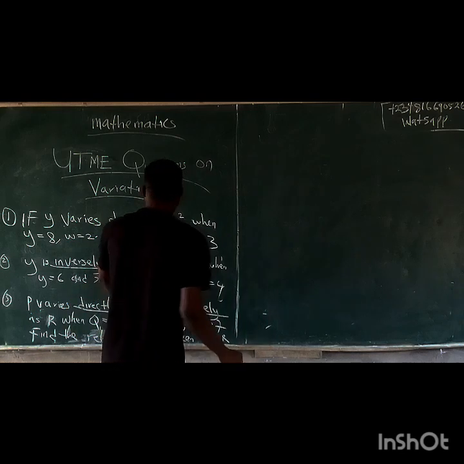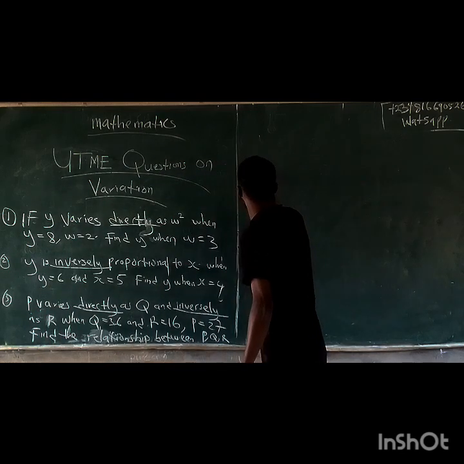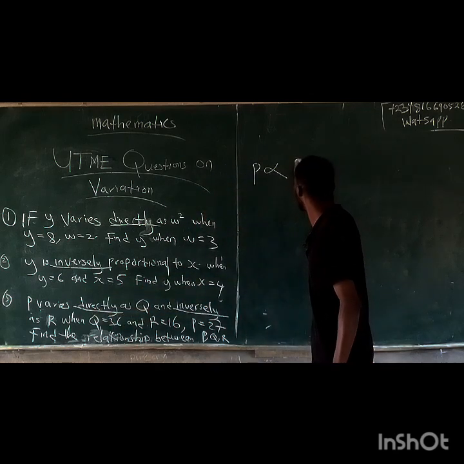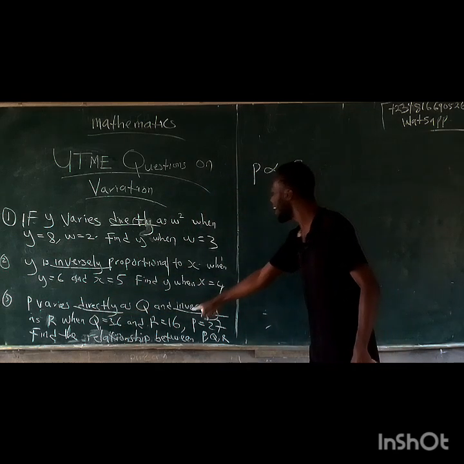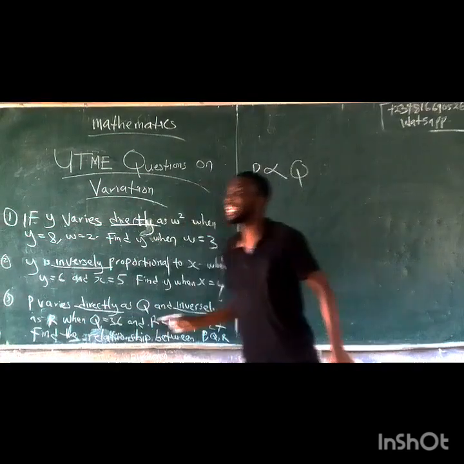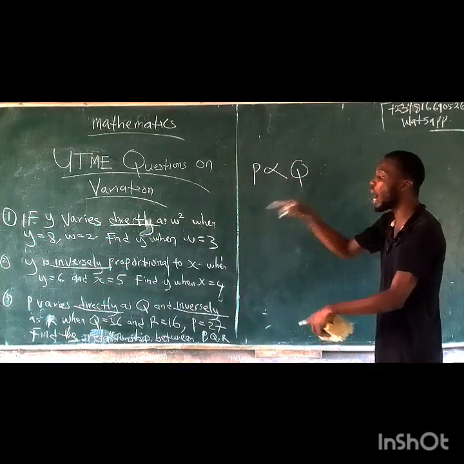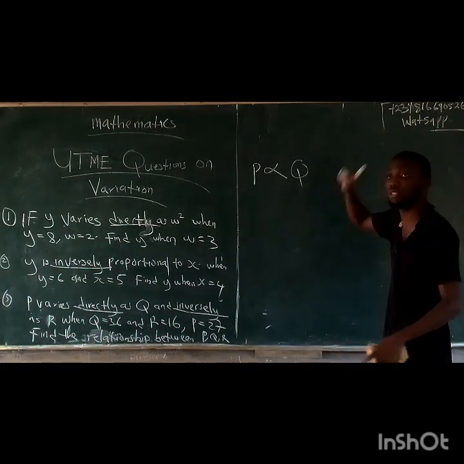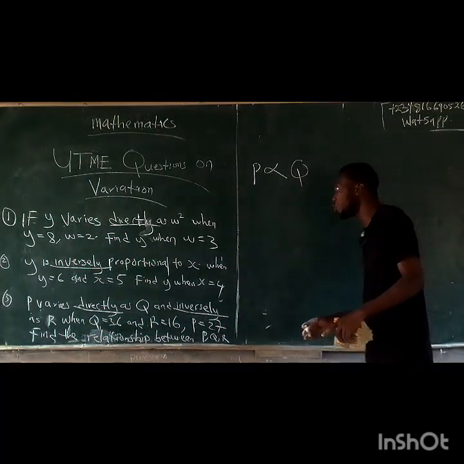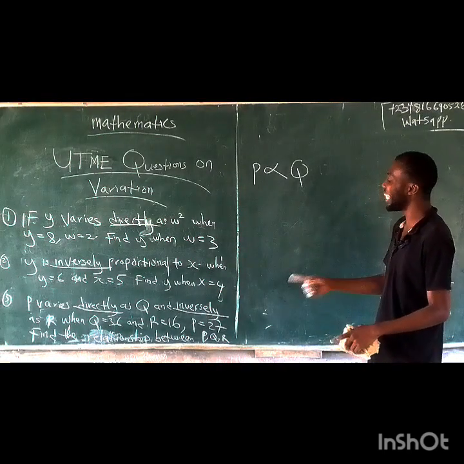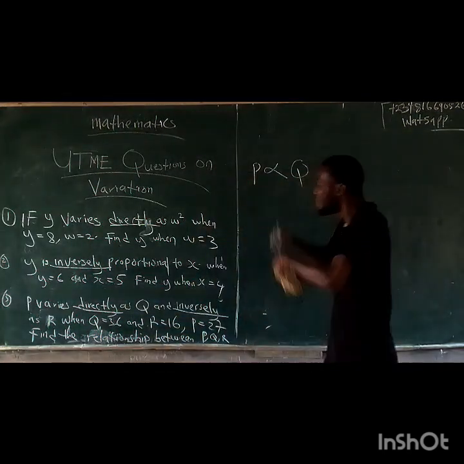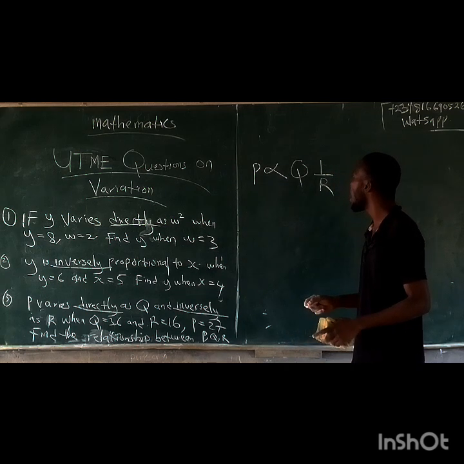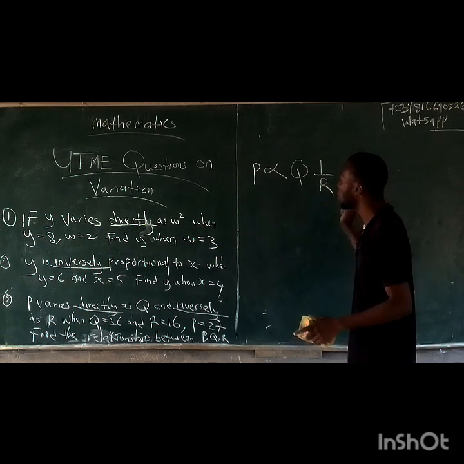We have P varies directly as Q, and inversely as R. When I say inversely as R, that's the reciprocal of R, the inverse of R, which I explained earlier. If you go back to the previous video, the introduction of variation. When we talk about inverse, since this is R, the inverse of R is what? 1 over R. That is, this Q is multiplying this 1 over R.